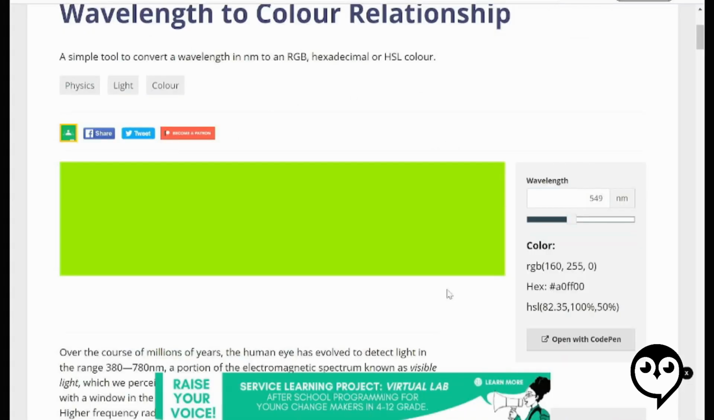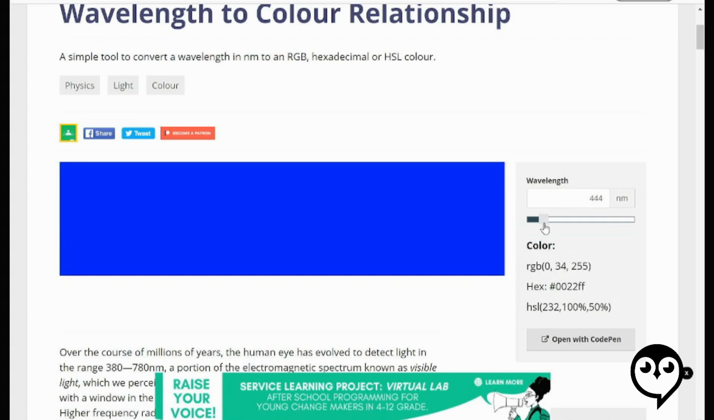And just in case you're wondering what color that is, it's a light green. If you go a little higher, I've been saying 550 is the yellow, but it's maybe closer to 560 or 580. And if you wanted blue, you need to go down into the 400s.